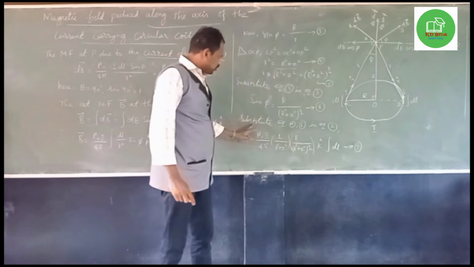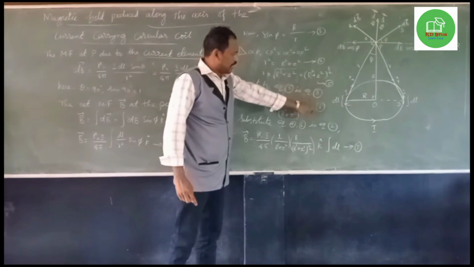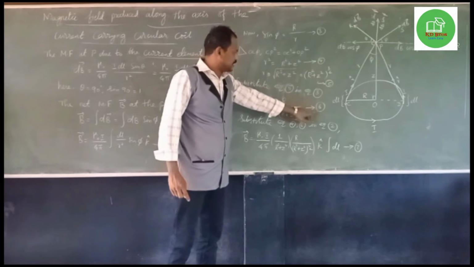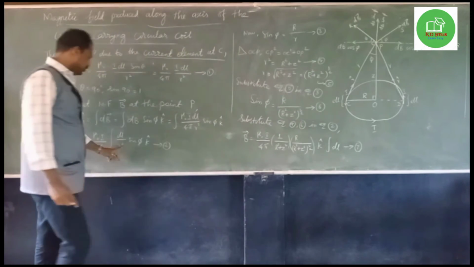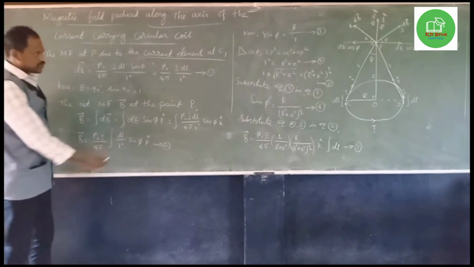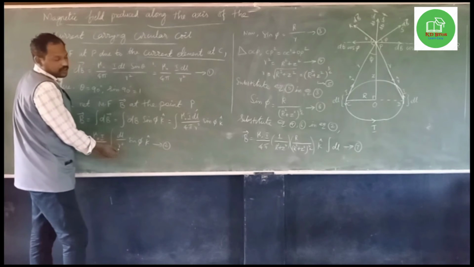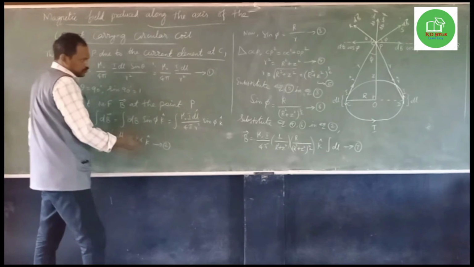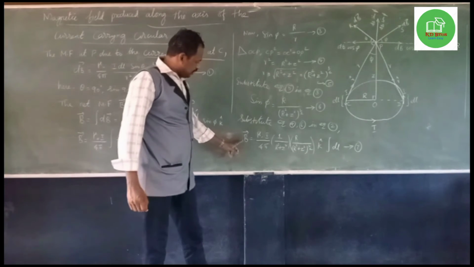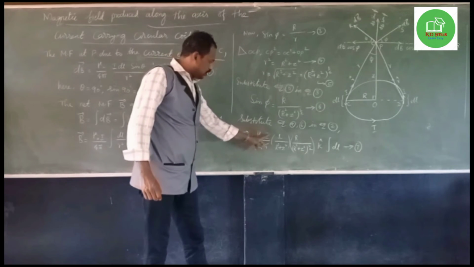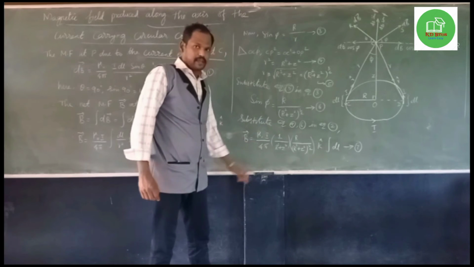Next, substitute equations 4 and 6 in equation number 2. We have calculated the sin phi value and the r square value, and we have to substitute both. When you substitute, you will get dB vector is equal to mu naught I divided by 4 pi.